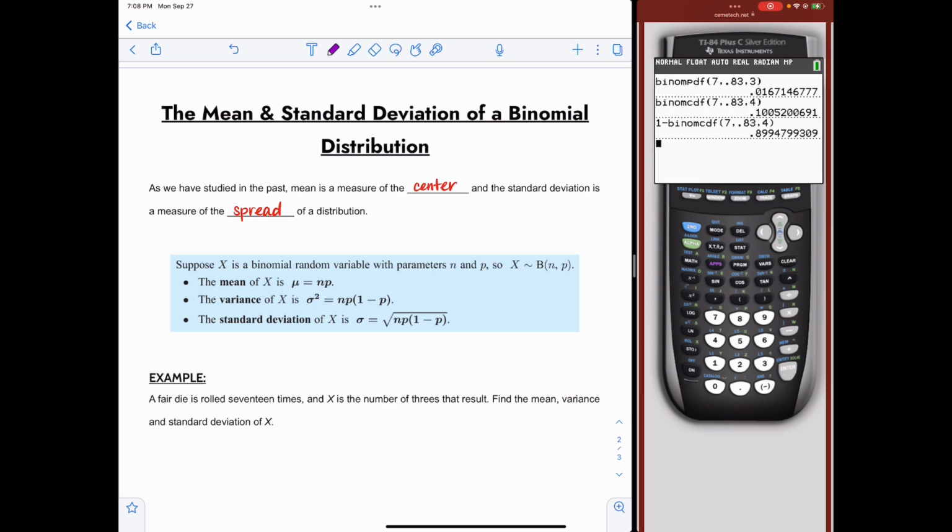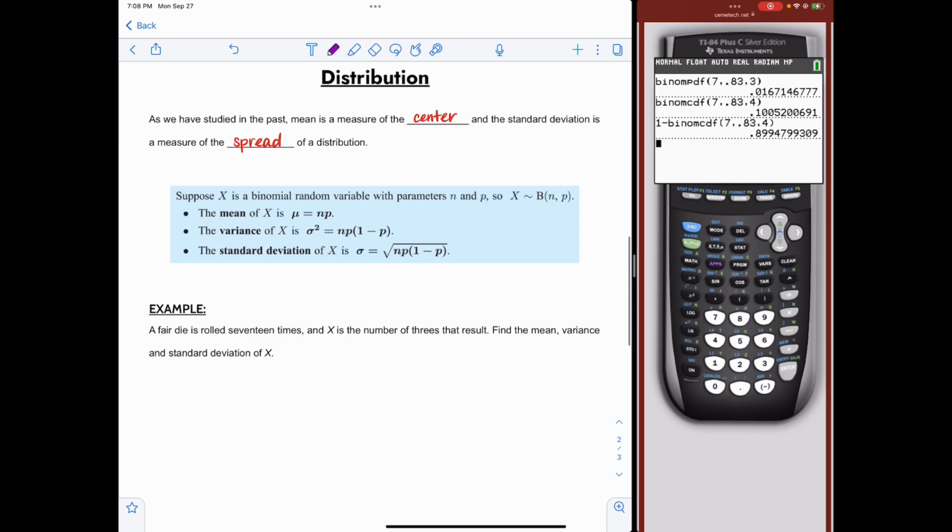Then you have the variance of X, which is sigma squared, the lowercase symbol for sigma. That is equal to N times the probability of success times the probability of failure, which is 1 minus the probability of success. And then your standard deviation of X is equal to sigma, which is the square root of your variance. So let's look at this example.